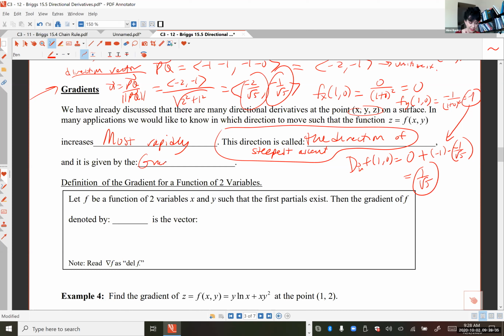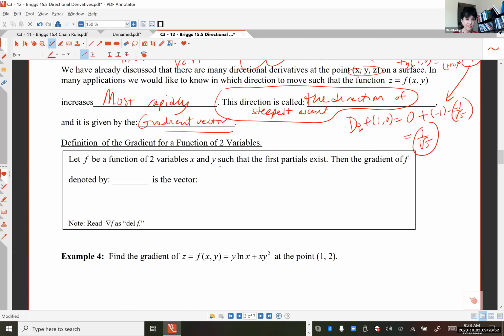That's a fancy way of saying going in the direction of the steepest slope, and it is given by the gradient vector. So the gradient is a vector, and it's a very important vector because if you find the gradient at a point, it's going to point you in the direction of maximum slope. So it's really cool to know about gradients. Okay, fine. Here's the official definition of the gradient, and it also tells you how to get it. So keep your eyes on this definition because it's going to save you on many occasions.